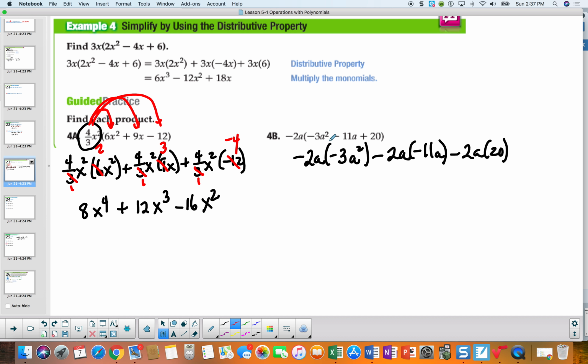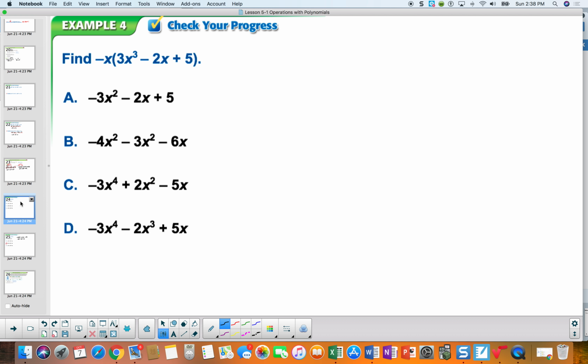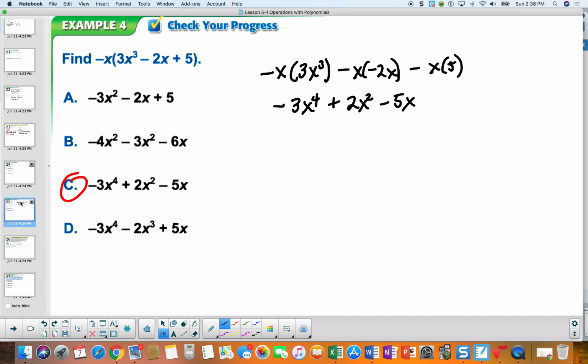Okay, right here I'm doing the same thing. I multiplied to each one of these terms, and now I'm ready to multiply. A negative times a negative is positive a to the third. Negative times negative is positive 22a squared. Negative times positive is negative 40a. Pause and see what you can do. And here's the answer.